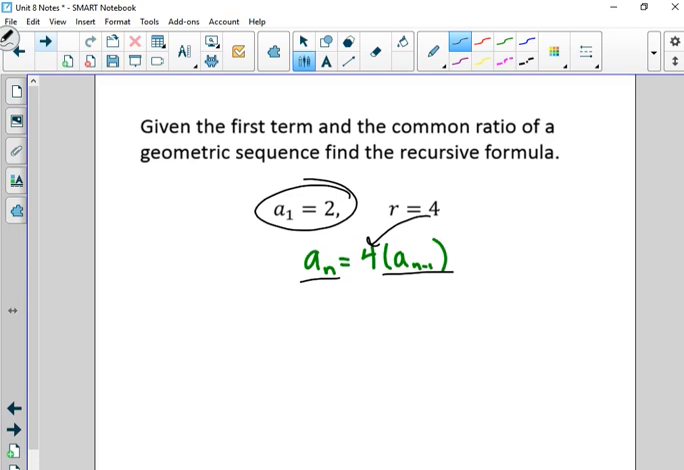Now, if we wanted to find the next number, we know the first number is 2. We want to find the second number. We put it into our equation and go from there. Our second number would be 8, and then we'd have 30, and so on. We go from there.